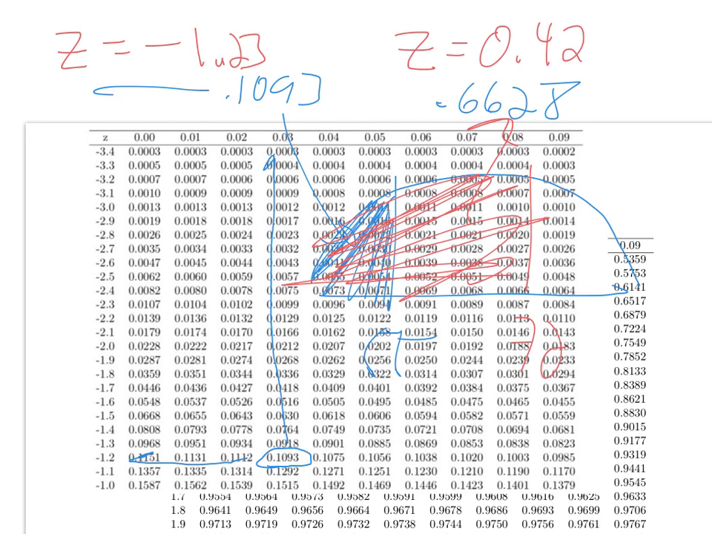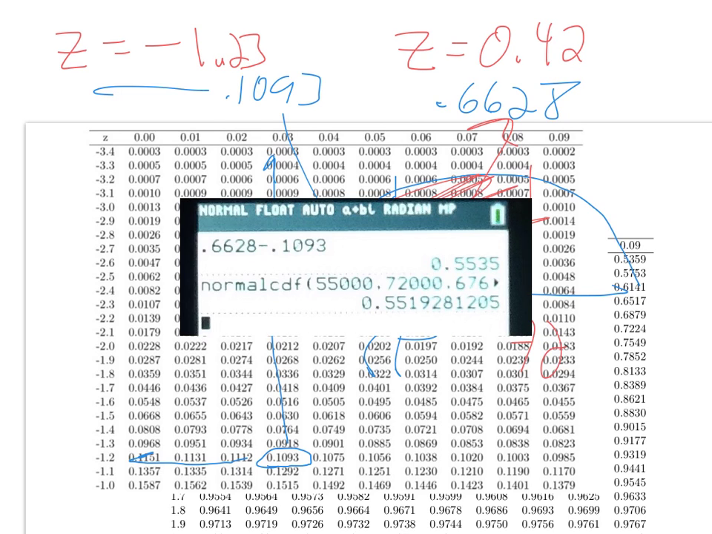I'll do that off screen on my calculator. That's what the calculator is telling me the probability in between those two amounts is. About 55% of the nurses earn between 55,000 and 72,000, and normal CDF gave me approximately the same number. The reason this is different is because of all the rounding I had to do in order to use this table. Which is more accurate? I don't know. At the nearest thousand, it's certainly the same.